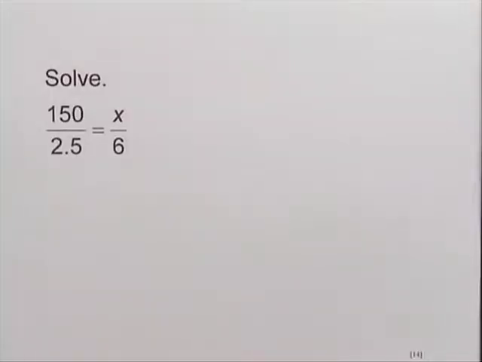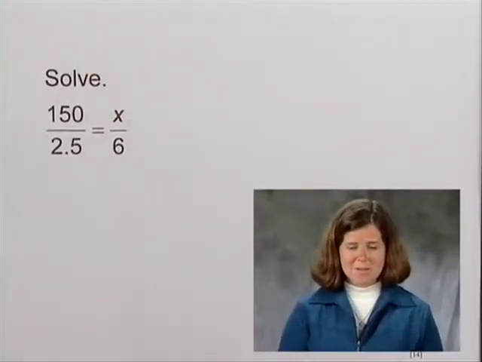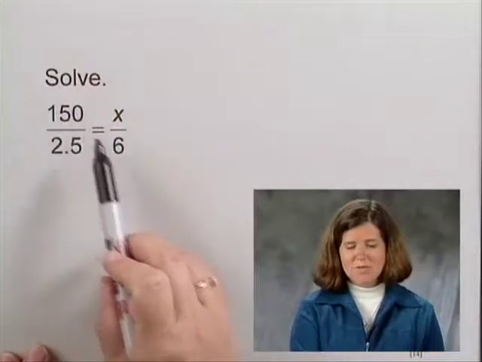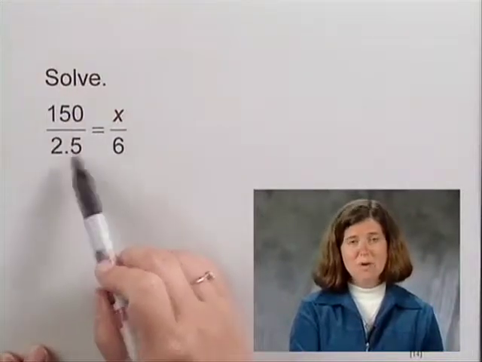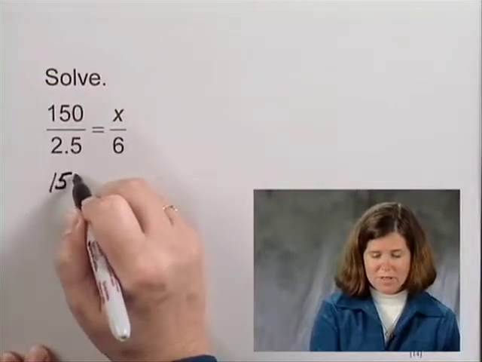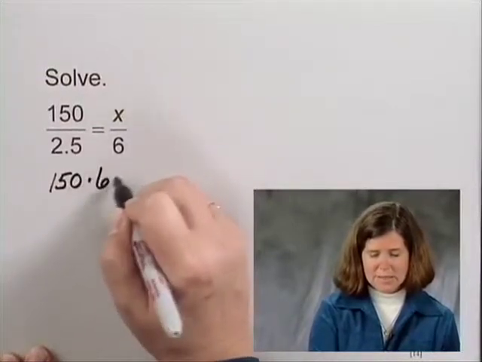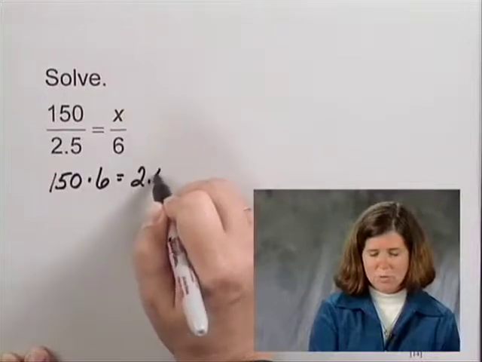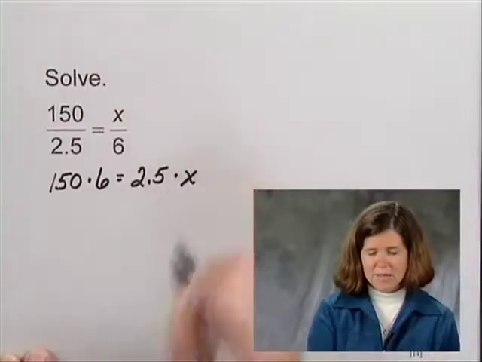We will now solve the equation 150 over 2.5 equals x over 6. We'll solve it by equating cross products. The cross products are 150 times 6 and 2.5 times x. So we have 150 times 6 equals 2.5 times x.